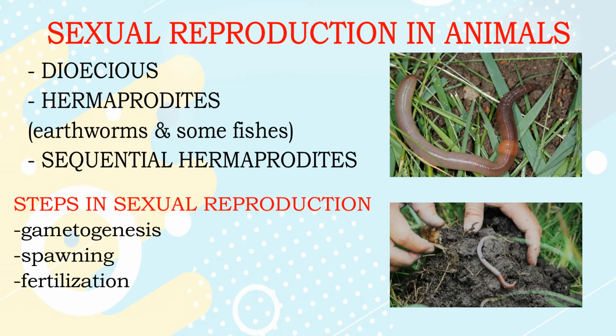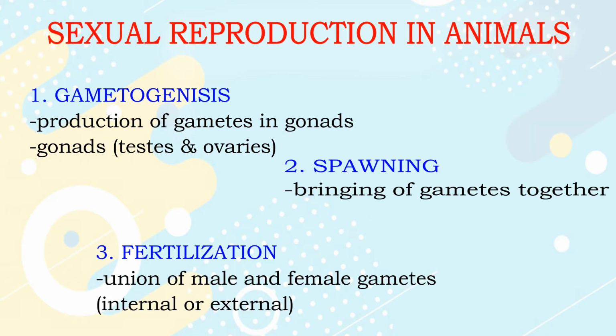There are three steps in sexual reproduction. First is the gametogenesis, or the production of sperm cells and egg cells, and then spawning, and the last one is fertilization. For gametogenesis, this is just the production of gametes in gonads or in the sexual organs of these organisms. Examples for the gonads, for male we have the testes and for female it is the ovaries.